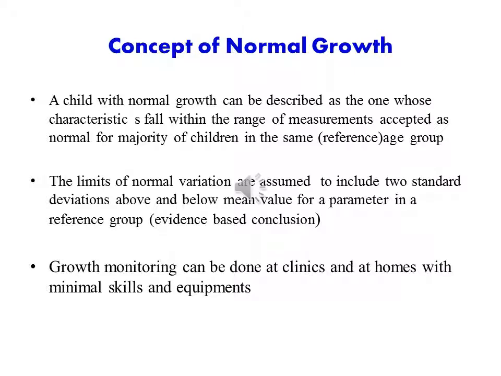A child with normal growth can be described as one whose characteristics fall within the range of measurement accepted as normal for the majority of children in the same age group or the reference population. The limits for normal variation are assumed to include two standard deviations above and below the mean for a parameter in the reference group. So this criteria is again evidence based and described by WHO. Growth monitoring can be done at clinics and at homes with minimal skills and equipment.